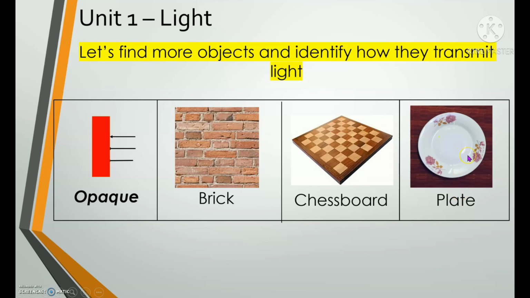Next, plate. Plate is an opaque material because when the light hits the plate, we cannot see through the plate.